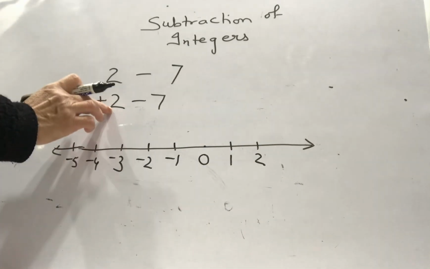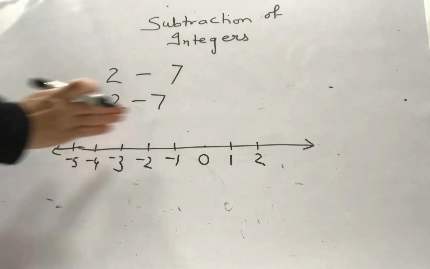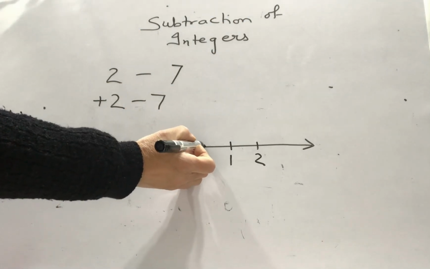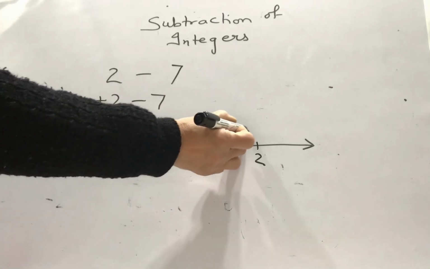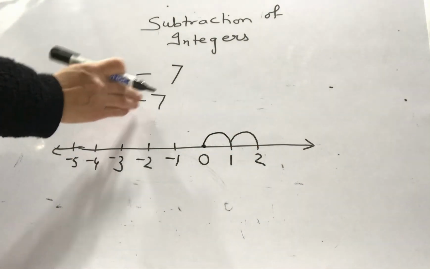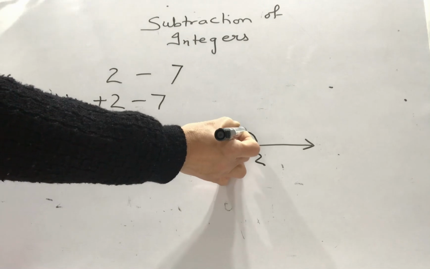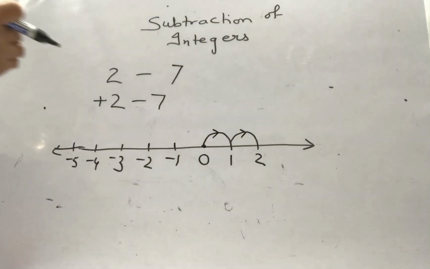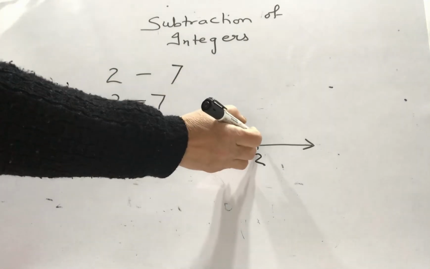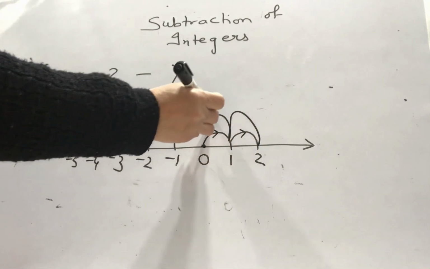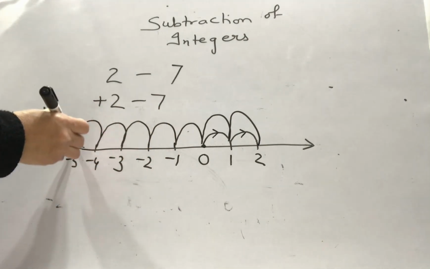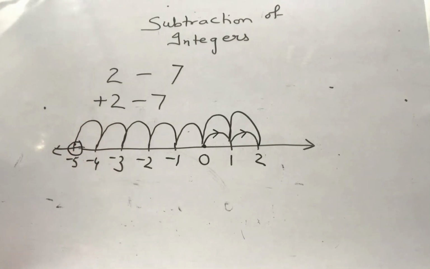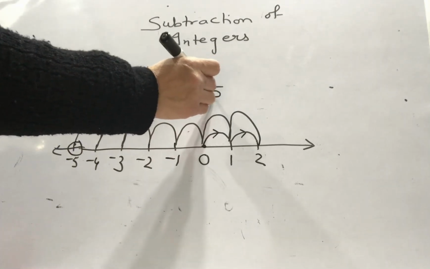Let's go back to the question. +2. Plus means moving towards right. So I start always from 0. We always start from 0. So this means +2. And now it is minus. So I have moved in this direction. Now minus means moving in left direction. How many steps? 7 steps. So we take 1 step, 2 step, 3, 4, 5, 6 and 7. And you have seen earlier also my answer was -5. So from the number line also you got your answer as -5.